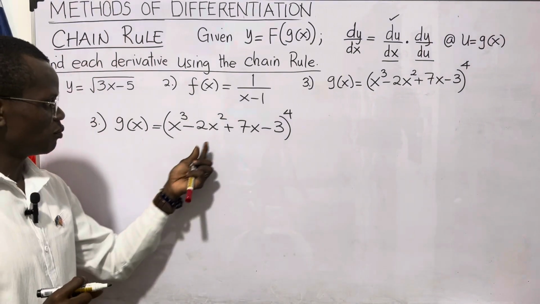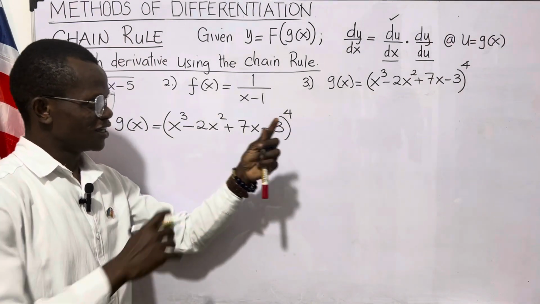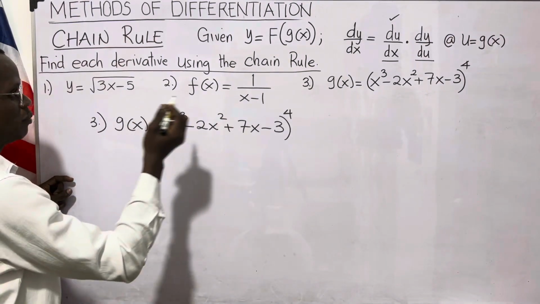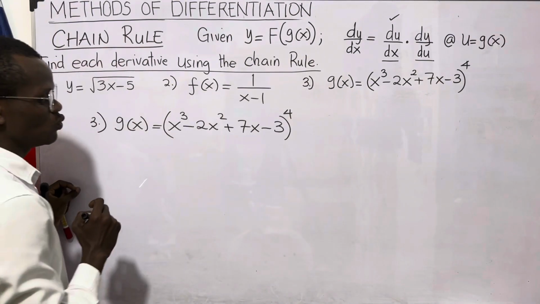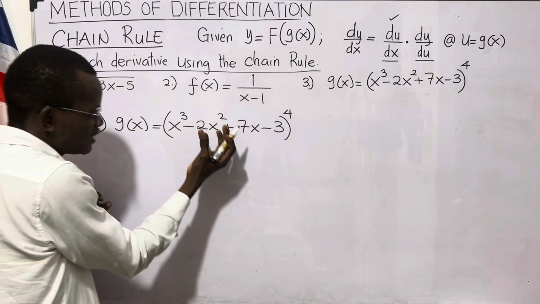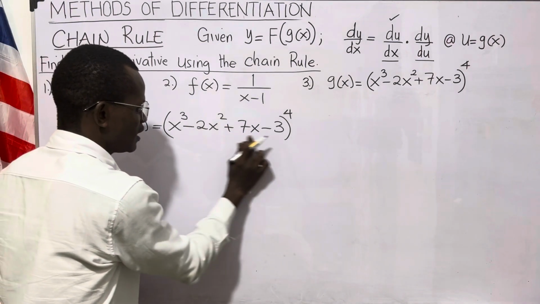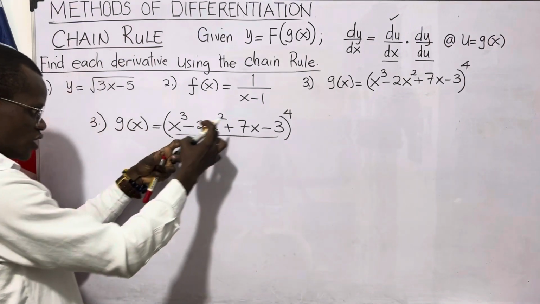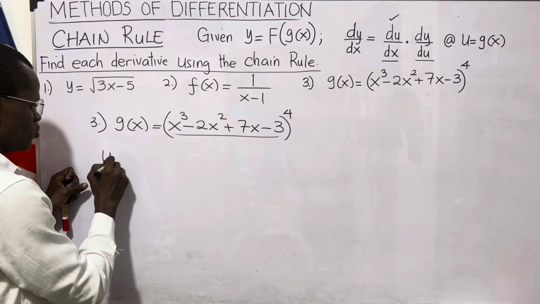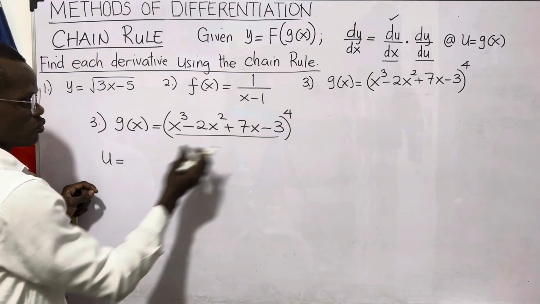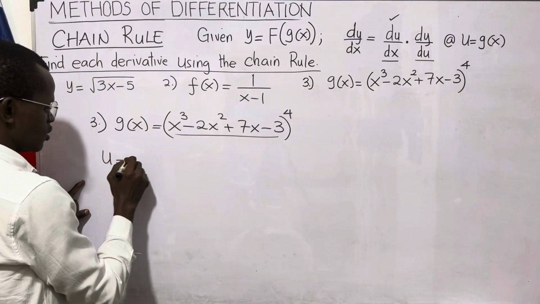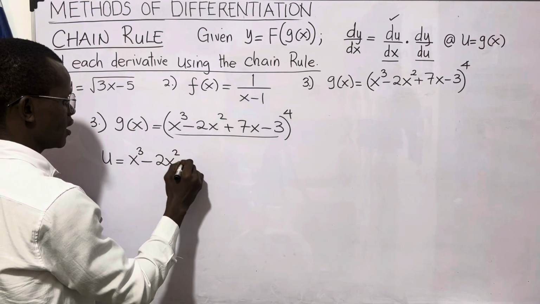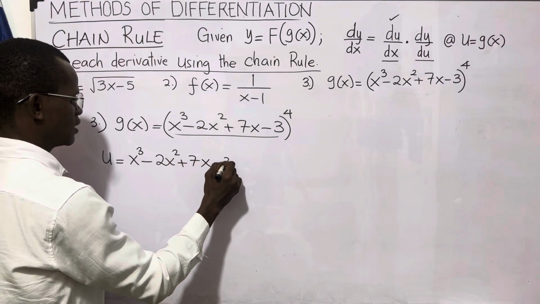So you see that if you multiply this 4 times, it's going to be very long. So what you can do, you apply your chain rule. So what is inside? The innermost portion, you take it out and substitute it with some variable u. So we say let this portion be equal to u. So it's x cubed minus 2x squared plus 7x minus 3.